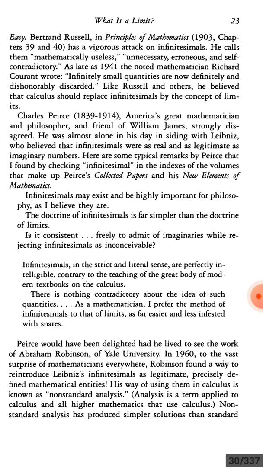Charles Peirce, 1839 to 1914, America's great mathematician, philosopher, and friend of William James, strongly disagreed. He was almost alone in his day in siding with Leibniz, who believed the infinitesimals were as real and as legitimate as imaginary numbers. Here are some typical remarks by Peirce that I found by checking "infinitesimal" in the index of the volume of his collected papers and his New Elements of Mathematics.